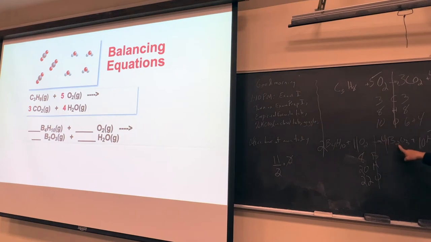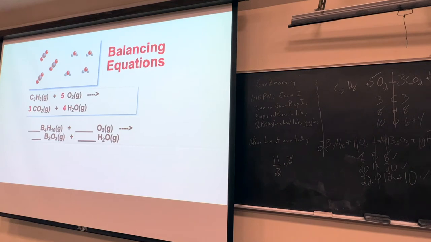Well, 4 times this 2, 8 borons. 4 times 3, 12 oxygens. 10 times the H2 in water would be 20 hydrogens. And 10 times 1, 10. And sure enough, 8, 20, 22 equals 12 plus 10. Bam, balanced.